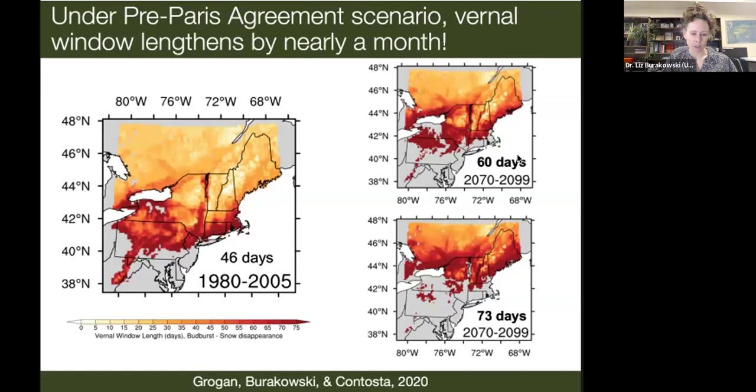to the signing of the Paris Agreement in 2015, we would have ended up looking at a vernal window similar to this. So you can see coastal Maine sees a vernal window that's exceptionally long. You're up into the 70-day mark here in Maine, and only the highest elevations are retaining those long vernal windows. Those are the ones that retain snowpack longer.